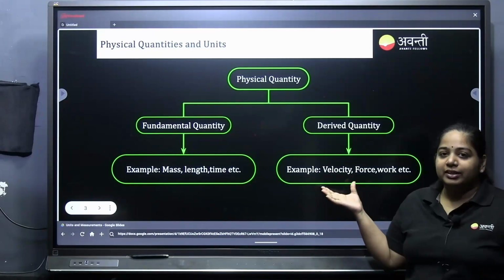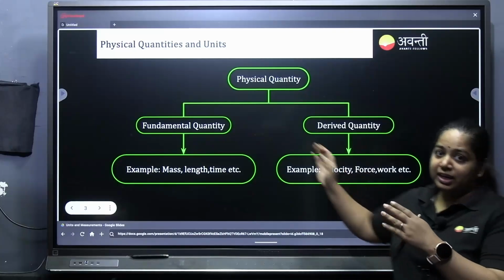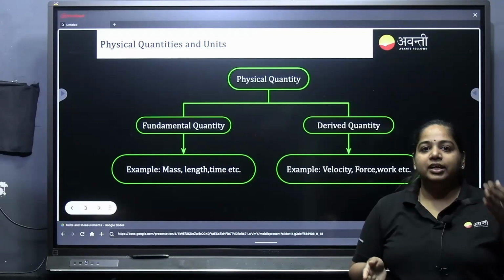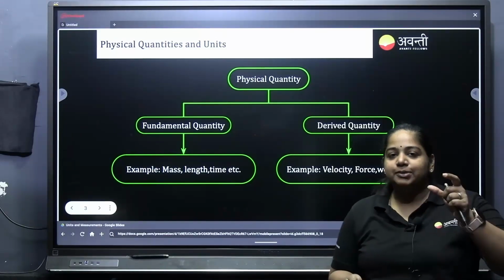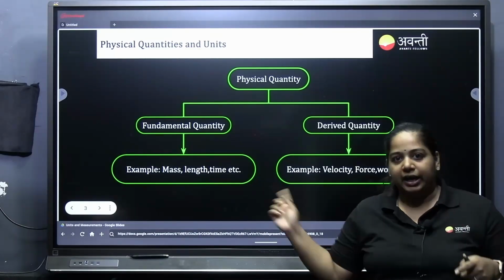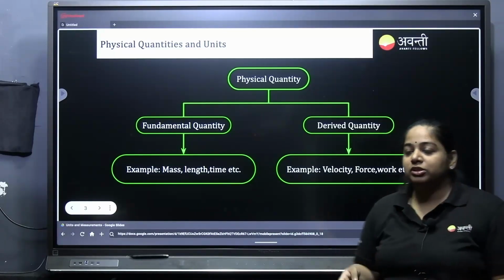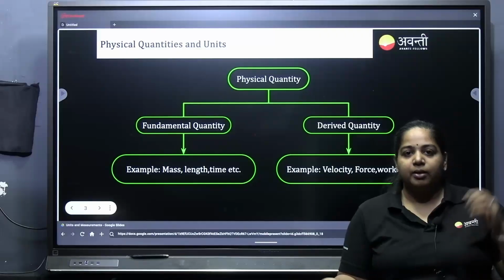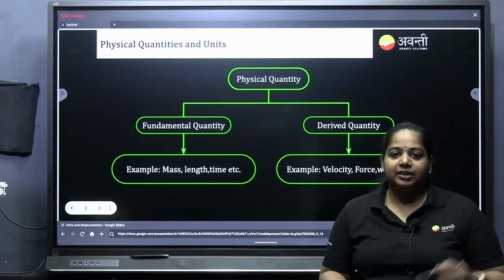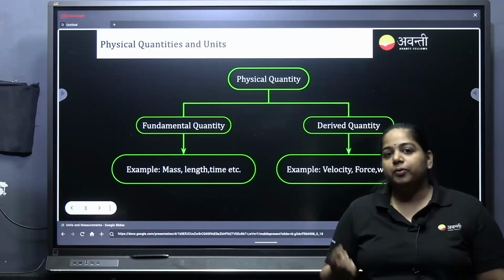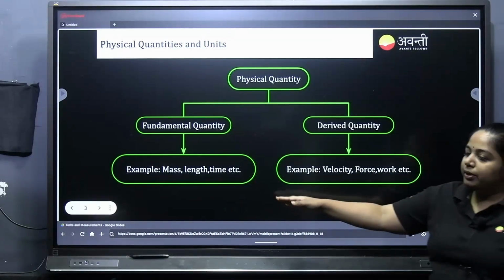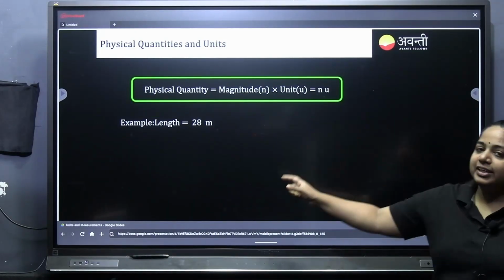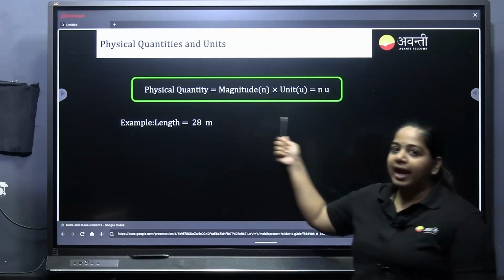Then comes derived quantities. Derived quantities means we need the fundamental quantities to describe them. For example, velocity. Velocity is displacement by time. So displacement is basically length, so length by time. So we need 2 fundamental quantities to describe what velocity is. Next, if we take force, force is mass into acceleration. Mass, fundamental quantity. Acceleration, again length by time square. So we need fundamental quantities to explain derived quantities. That is the difference. And a physical quantity is expressed with magnitude and unit.